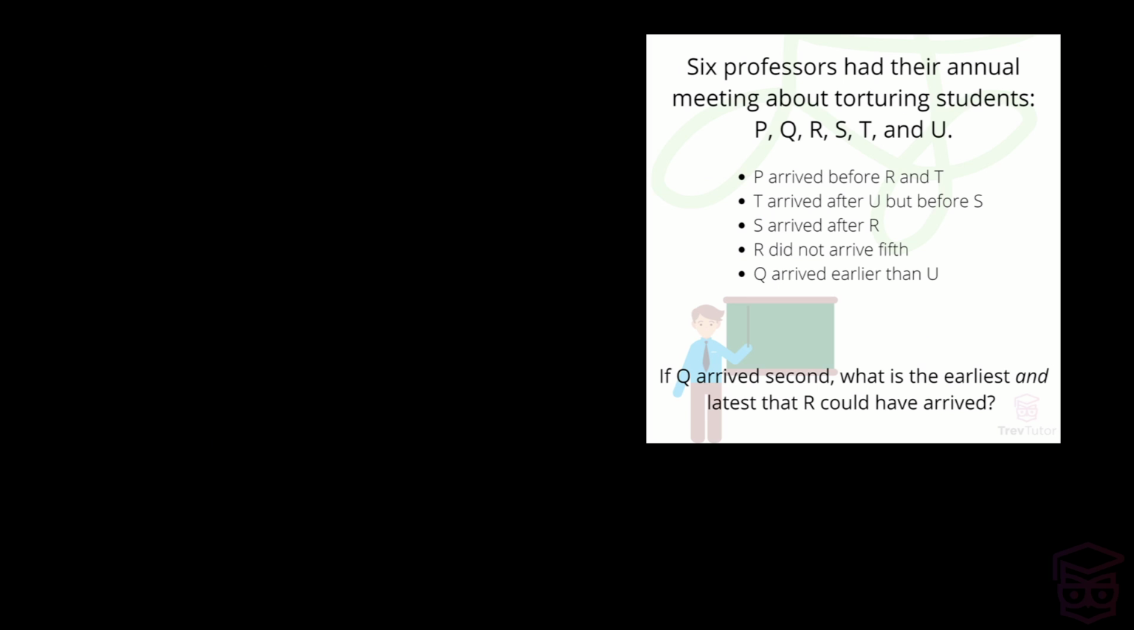Okay, two more. Here we're getting a little bit more complicated because we don't have any information about the order that something is definitely in. So we know there's 6 professors now, so we're amping up our numbers, P, Q, R, S, T, and U. So 1, 2, 3, 4, 5, 6. And we're given some rules. P arrived before R and T.